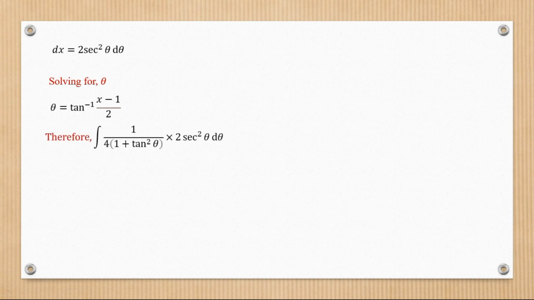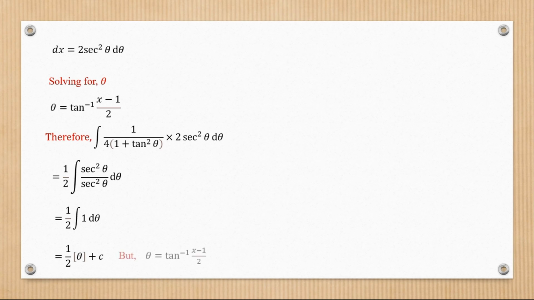So now when you put that back into the original integral, we'll have 1 over 4 into 1 plus tan squared theta times 2 sec squared theta d theta. Now this and this reduce, and I'll have a half. So a half can be pulled out. Then you know that 1 plus tan squared theta is actually sec squared theta. So I have sec squared theta over sec squared theta, which is 1. So I have into the integral of 1, which is actually theta. But remember, theta is equal to tan inverse of x minus 1 over 2. So therefore, our answer shall be equal to a half tan inverse of x minus 1 over 2 plus c.